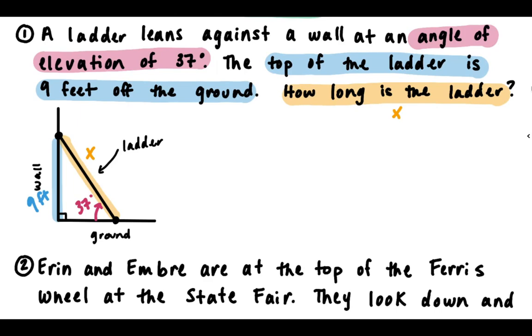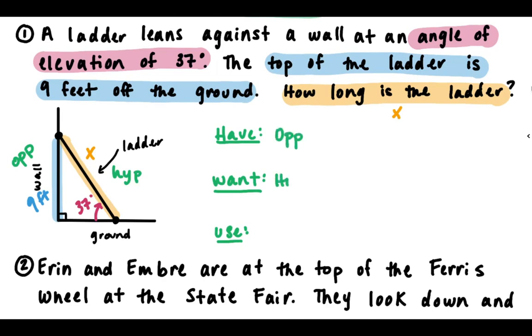Now let's go through setting up this problem a little bit. We want to know which side do we have, which side do we want, and then what trig ratio are we going to use based on that information. Our have side is the 9, and for 37 degrees that's the opposite side. Our want side is x, and for this triangle, that is the hypotenuse. So we have the opposite, we want the hypotenuse.